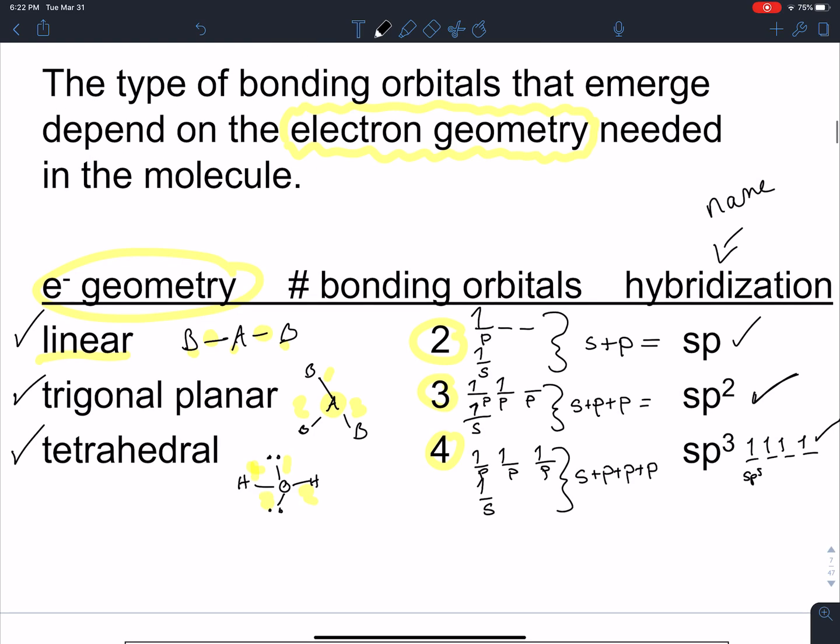Let's speculate about a molecule that looks like this. What if there are 5 regions of electrons around a central atom? And it doesn't matter if they're bonding or non-bonding. Again, electron geometry. So let's count these. 1, 2, 3, 4, 5 regions. So if we had 5 regions surrounding it, where would those electrons have originated from? One always came from the s. P, P, P.